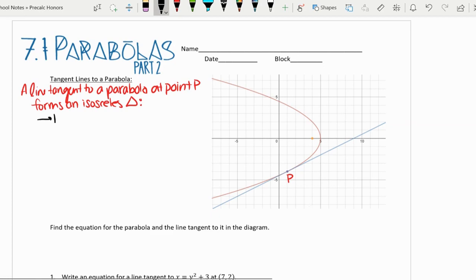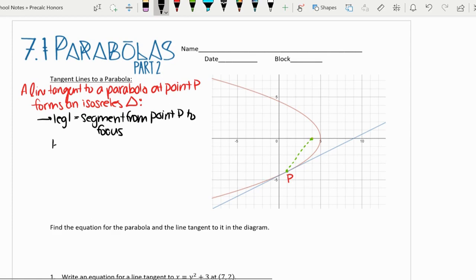So the first leg of our isosceles triangle is going to be the segment from the tangent point to the focus of the parabola. So I'm going to draw that in. So from the tangent point, this is the focus in our parabola. So that's one leg of our isosceles triangle.